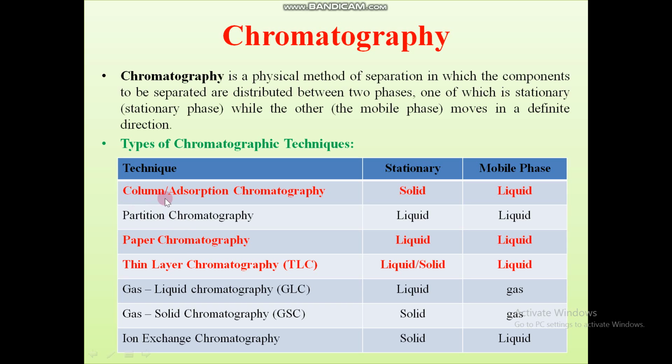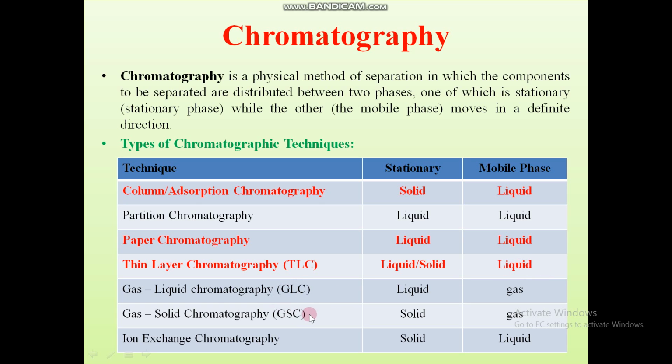The first technique is column chromatography or adsorption chromatography. Here the stationary phase is solid and the mobile phase is liquid. The second one is partition chromatography. Here the stationary phase is liquid, and the mobile phase is also liquid. In partition chromatography both the stationary and mobile phase are liquid only. And thin layer chromatography is the exceptional case. Here solid and liquid both are used as stationary phase, and liquid is used as mobile phase.